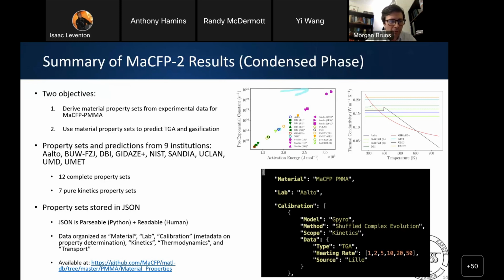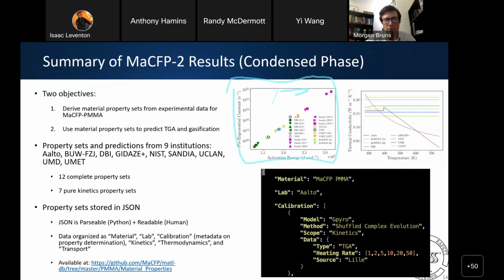I'm just now playing around with my little drawing tools, so I'm not sure exactly what does what, but I'll try this. So the first plot up here is the results from all of these labs of their kinetic analysis. So this is the pre-exponential versus activation energy from these, I guess, 19 total property sets describing pyrolysis kinetics.